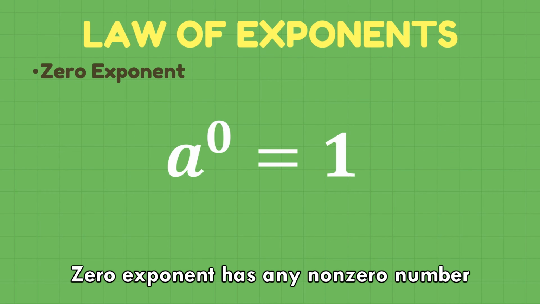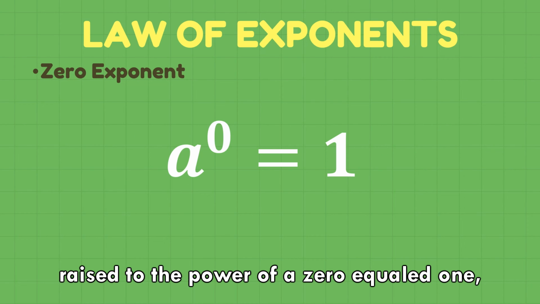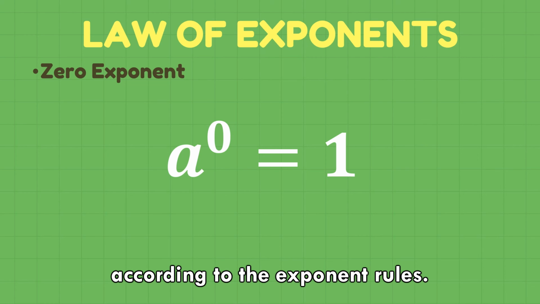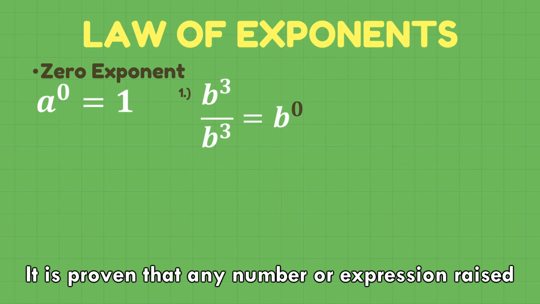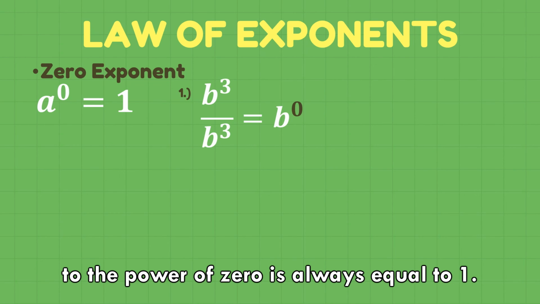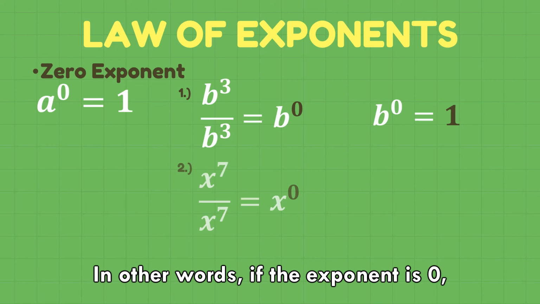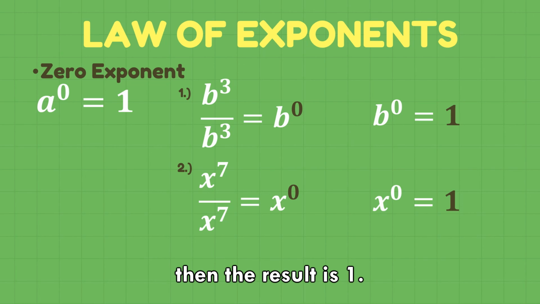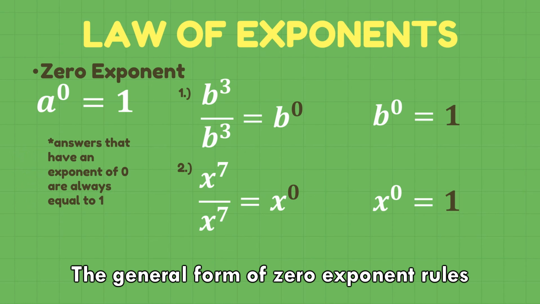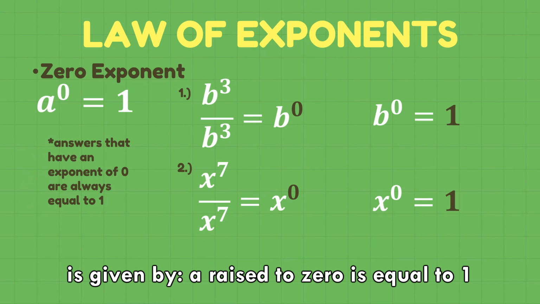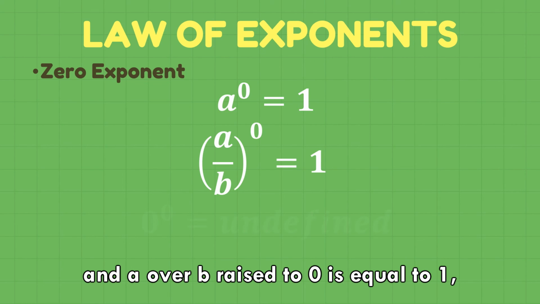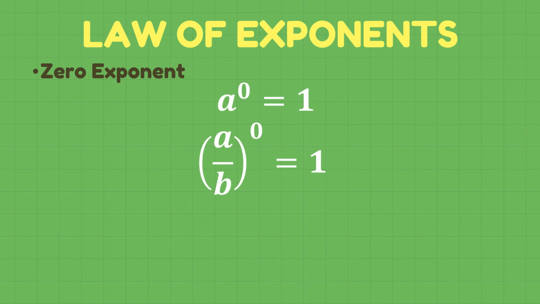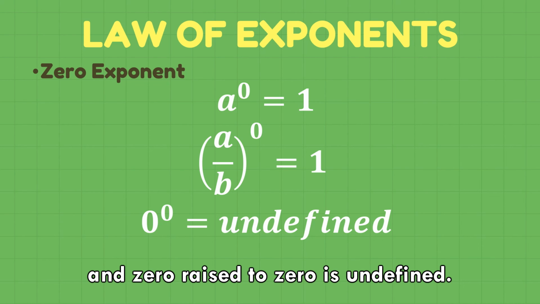Zero exponent. Any non-zero number raised to the power of zero equals 1, according to the exponent rules. Brief explanation. It is proven that any number or expression raised to the power of 0 is always equal to 1. In other words, if the exponent is 0, then the result is 1. The general form of the zero exponent rule is given by a raised to 0 is equal to 1, and a over b raised to 0 is equal to 1, while 0 raised to 0 is indeterminate.